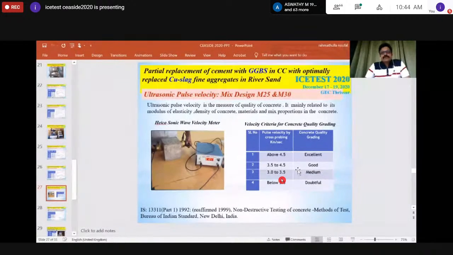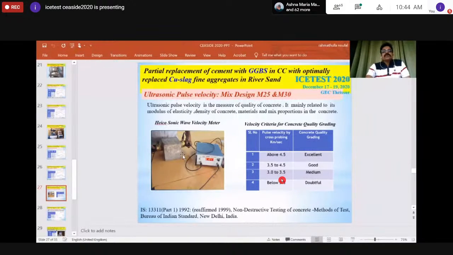Another test is to find out the quality of the concrete, its density, and the uniformity of the material in the concrete. I did this using the UPV, ultrasonic pulse velocity tester. It is a non-destructive testing method from which we get the quality and the density of the concrete. These are the standard tables available in the IS code, IS 13311 1992, in which, depending on the pulse velocity range, we can say the concrete is excellent, good, medium, or doubtful.